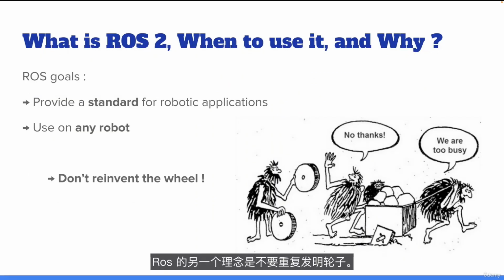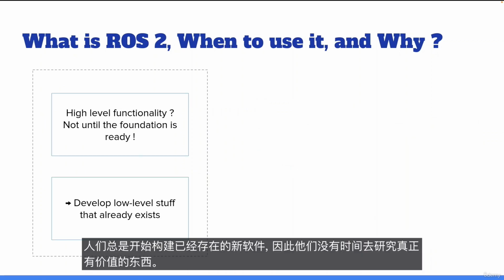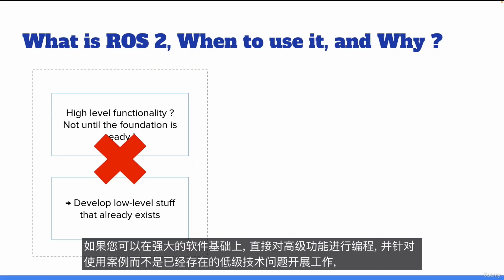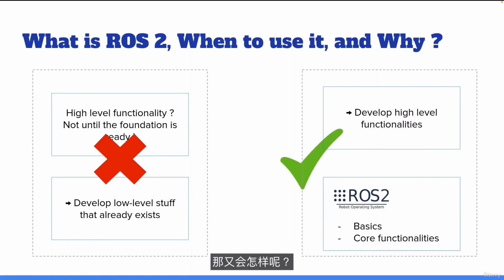No, another part of the philosophy behind ROS is don't reinvent the wheel. Reinventing the wheel is a very common problem in robotics. People always start building new software that is already existing, and thus they don't have the time to work on really valuable stuff. What if instead you could build on a strong software base to directly program high-level functionalities and work on use cases instead of low-level technical stuff that already exists anyway? So this is the why behind ROS.